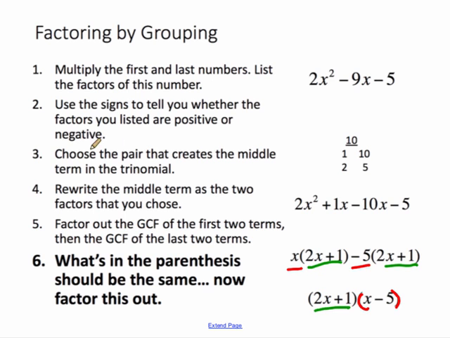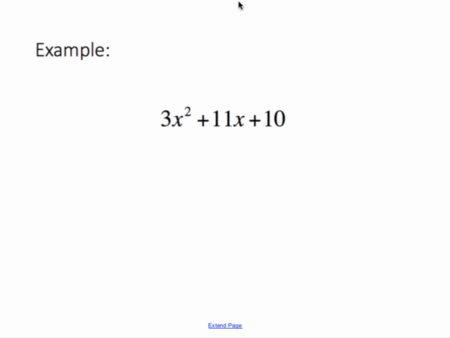Okay, let's practice this a couple of times. We're going to factor the trinomial 3x squared plus 11x plus 10 using factoring by grouping, so going through the steps that we just did. The first thing that we're going to do is multiply our first times our last. So 3 times 10, we're going to write that over here. That gives us 30. Then we list the factors of 30.